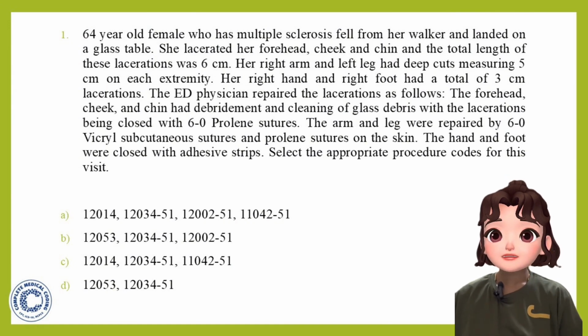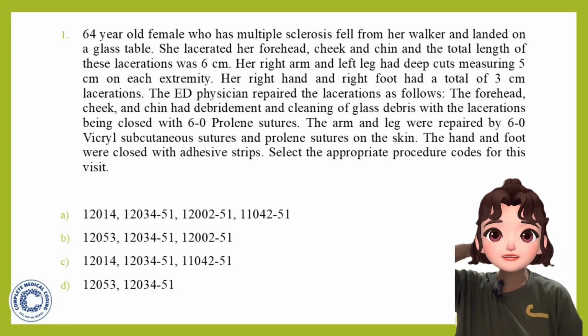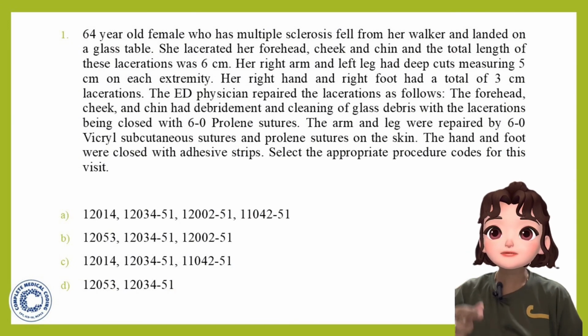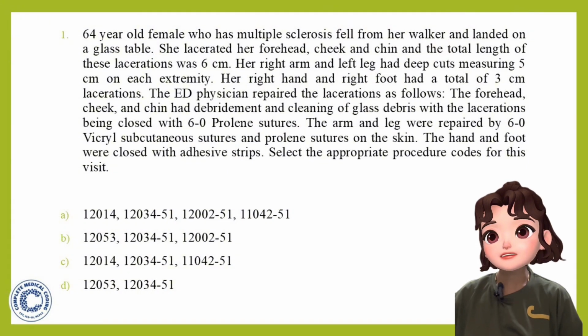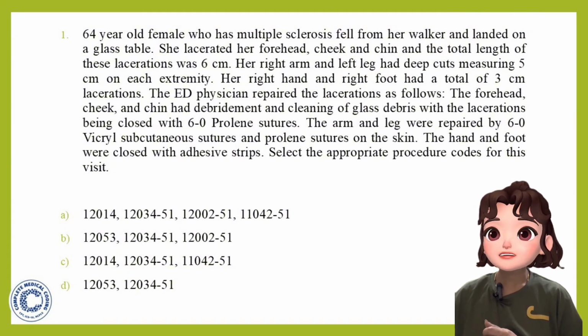Then the right hand and right foot had a total of 3 cm lacerations. But the right hand is already mentioned before, so together the total is 3 cm, which will make it up to 12 cm. It's coming to 13, but the right hand is already included before, right? The right arm and left leg had deep cuts of 5 cm. The right hand and right foot had a total of 3 cm lacerations.